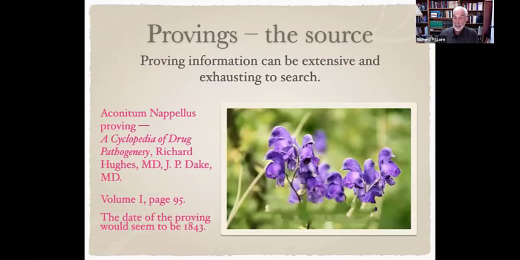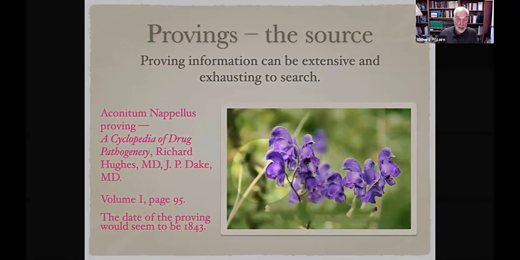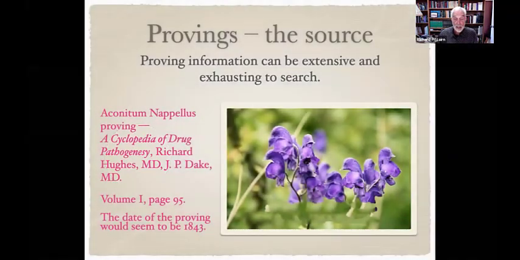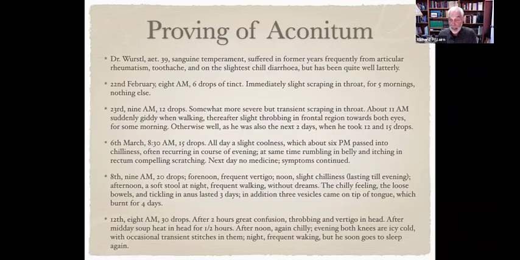So let's look at this a little bit. Let's look at what provings are like, how extensive they can be. I'm going to take an extract from a proving that's listed in Richard Hughes' book, A Cyclopedia of Drug Pathogenesis. And this is from 1843. I know the text is small here, but we don't have to go through all of it. This is just from the book.